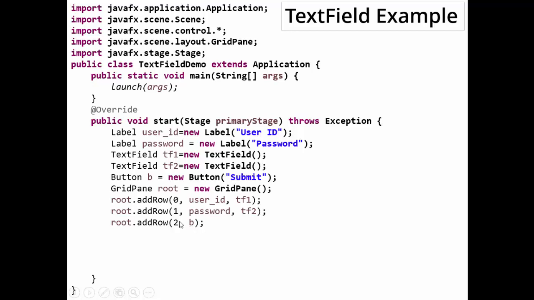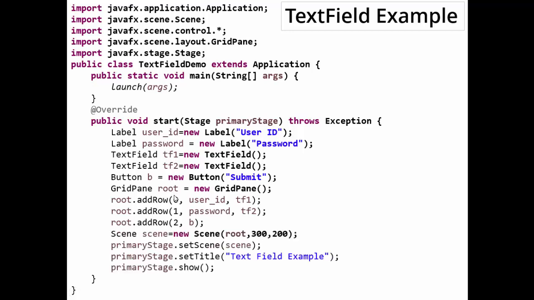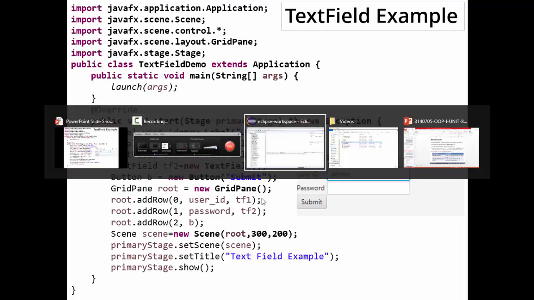So there are also different ways of adding the row into the GridPane. This is another way of adding it to the GridPane. Now this GridPane object root is our root node, so it is to be added to the scene and the scene to the stage. The output of this program would be similar to this: user ID, then text field, password, text field and submit. Let's see the output of this program.